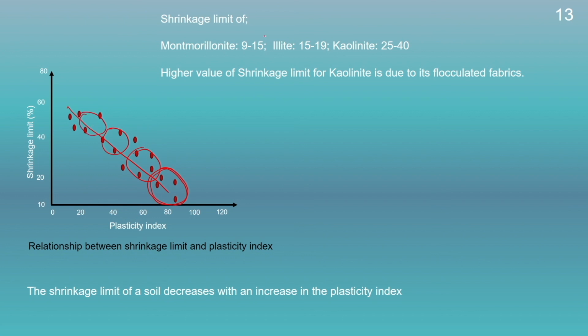If we compare the shrinkage limit between montmorillonite, halite and kaolinite, we can see montmorillonite, since it will have dispersed structure, will have the least value of shrinkage limit in comparison to kaolinite because of its flocculated structure. And from this plot we can see the higher the diffuse double layer thickness, the higher will be the dispersed structure, and the lower will be the shrinkage limit.